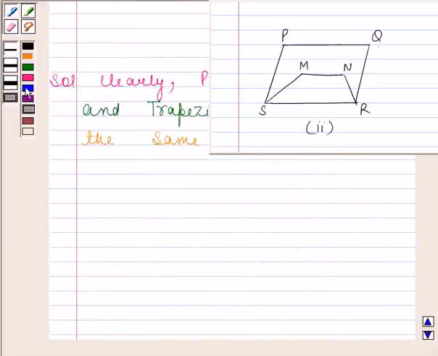Now the vertices M and N of trapezium MNSR and the vertices P and Q of parallelogram PQSR opposite to the base SR do not lie on the same line. So we can say that these two figures do not lie between the same parallels.